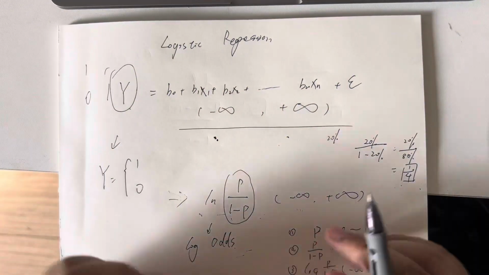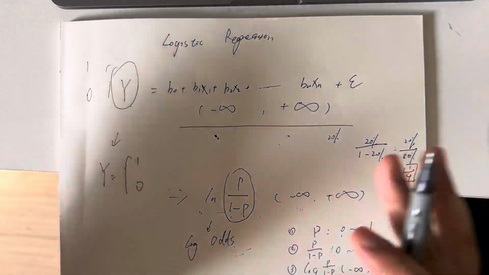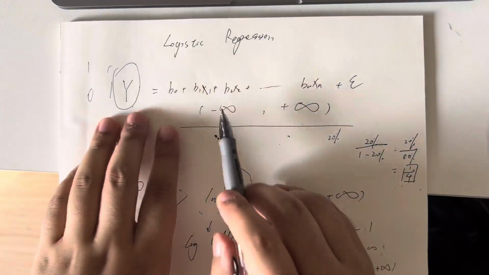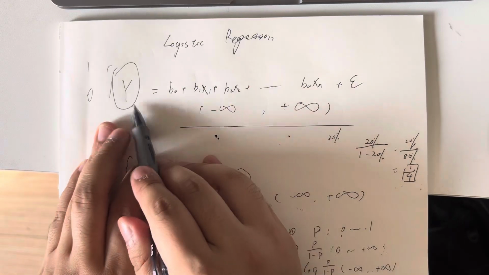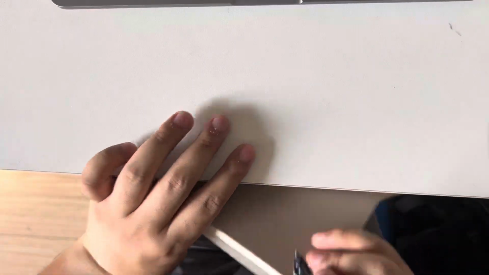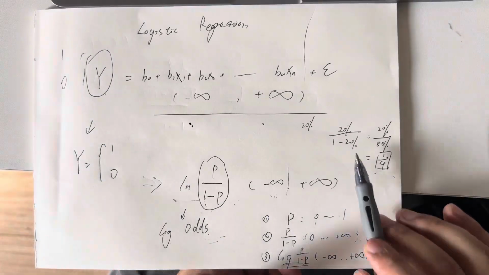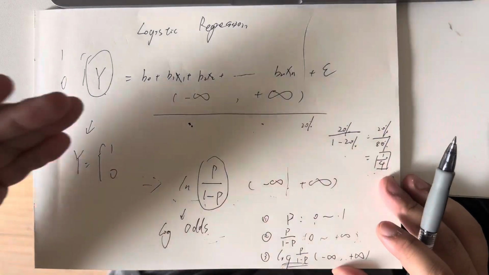Why do we have to use the log of odds? Because we want the ranges to match. And once you calculate that, you convert it back from log of odds, and you get the probability that the specific thing will happen or not, and then you can decide.